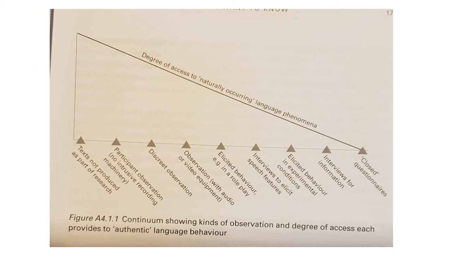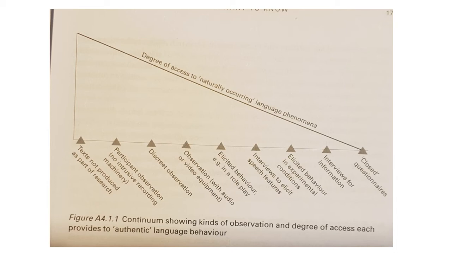Okay, this is a great image that I got out of a book that the exam board recommends, which I've sadly left in school, which is very annoying. But I did have this scanned in. So this is a continuum of the different types of text or data that you can use and how natural it is. Okay, so your best kind of text or data to use if you want high ecological validity are texts that are not produced as part of research, so texts that already exist in the world.